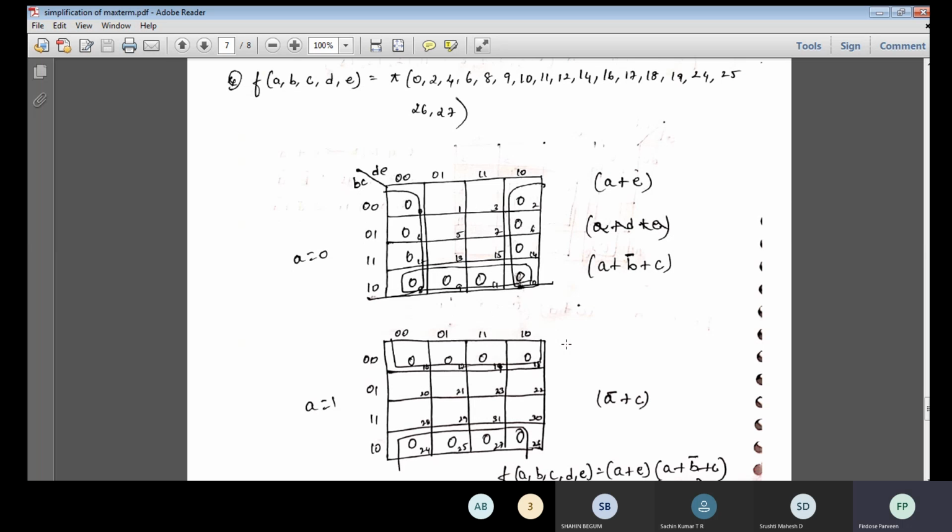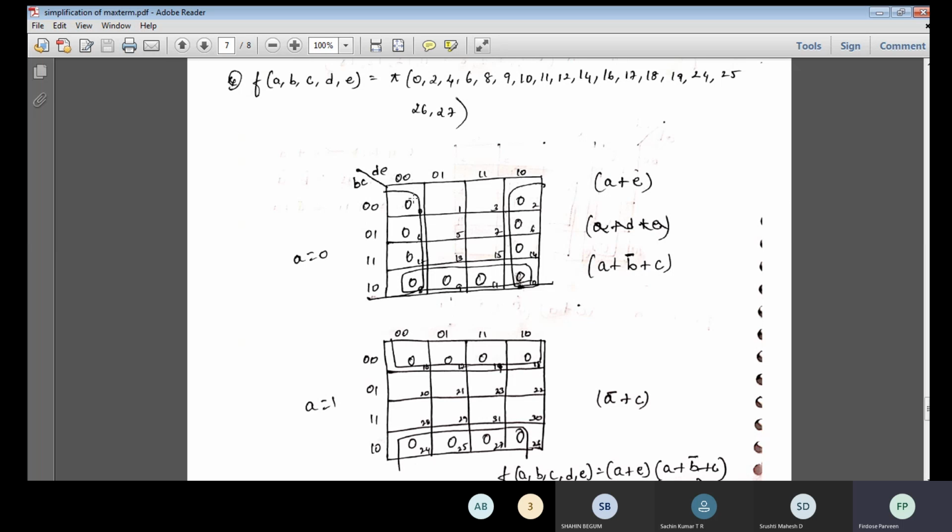So now f of a, b, c, d, e is equal to pi. So this is again a 5 variable K-map. In max term, 5 variable K-map, as we have already seen in min terms, how it is written and how it has been solved. In the same way it is here also.